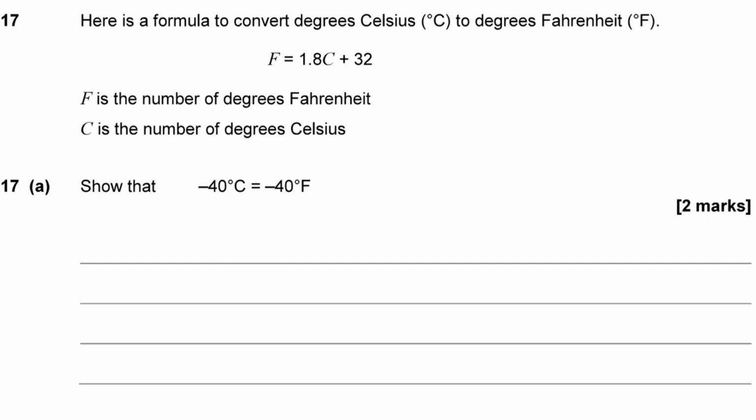Question 17. Here is a formula to convert degrees Celsius to degrees Fahrenheit. So Fahrenheit is equal to 1.8 times a Celsius plus 32. Now this is useful if you ever go to somewhere like America. All the temperatures out there are given in Fahrenheit rather than Celsius. So it might be handy to be able to convert between the two. So if F is the number of degrees in Fahrenheit and C is the number of degrees in Celsius, show that minus 40 degrees Celsius equals minus 40 degrees Fahrenheit.